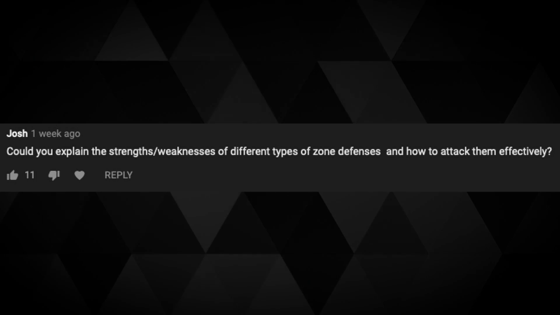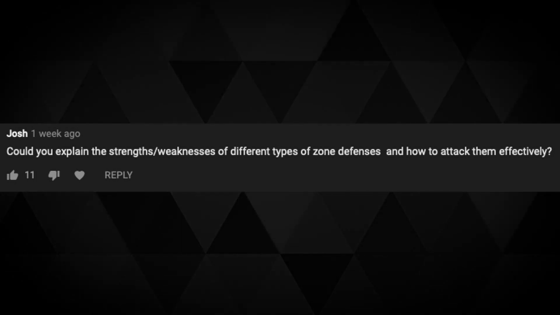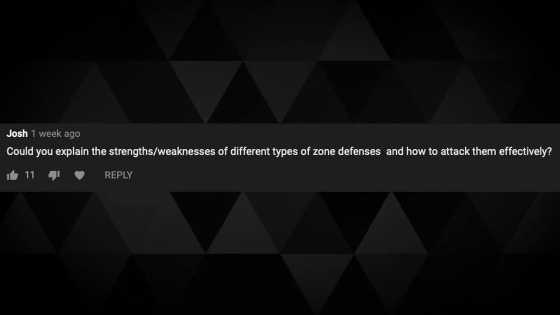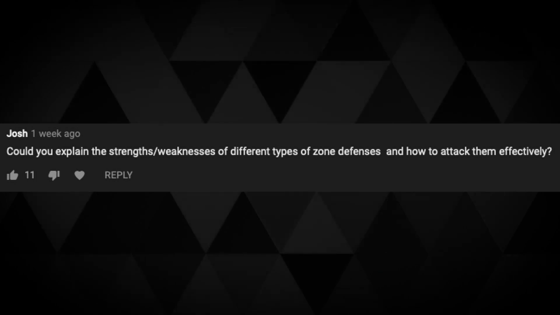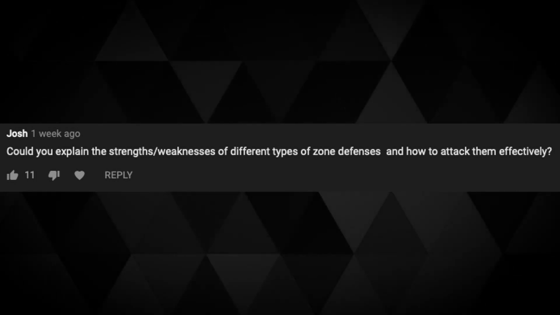All right, first question. Could you explain the strengths and weaknesses of different types of zone defenses and how to attack them effectively? Josh, that's a good question. Absolutely. Now, this could be a huge, long series, but I'm going to break it down to its absolute core, the essence of what I think the differences between the main zone defenses are. And so we're going to talk about 3 different types.